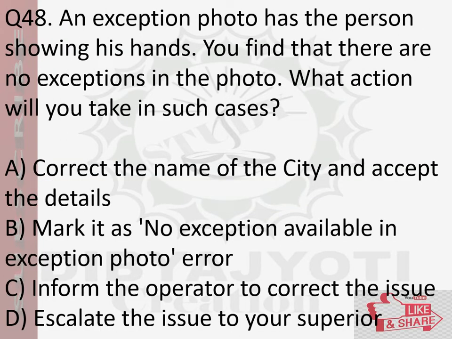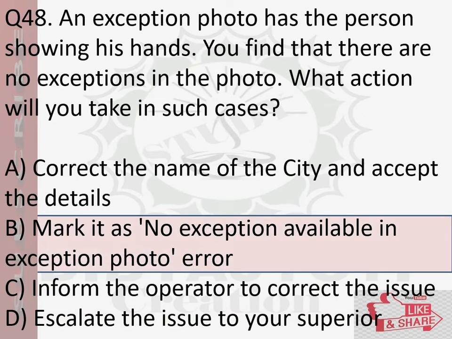Next, an exception photo has the person showing his hands. You find that there is no exception in the photo. What action will you take in such a case? Option A, correct the name of the city and accept the detail. Option B, mark it as no exception available in exception photo error. Option C, inform the operator to correct the issue. Option D, escalate the issue to your superior. And the answer is option B, mark it as no exception available in exception photo error.